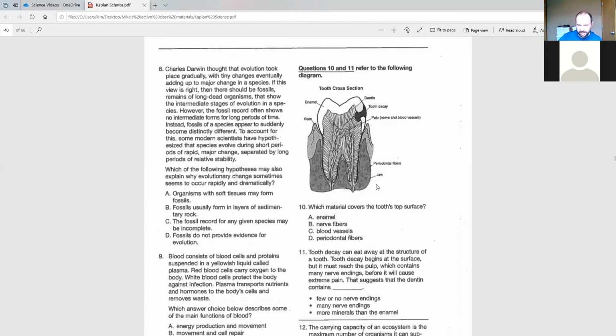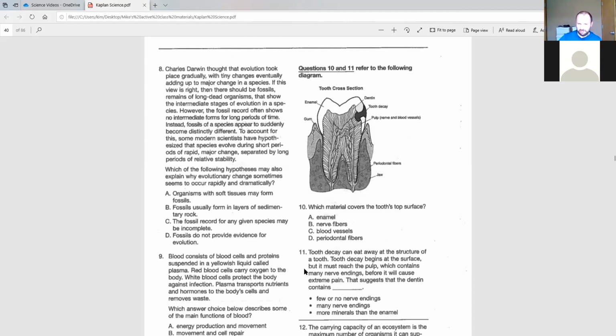You've got the jaw way down here, the periodontal fibers down here, pulp, nerve and blood vessels, gums over here. This is tooth decay. This layer here is called dentin, and this layer here is called enamel. So the first question just says, which material covers the tooth's top surface? Now here's the jaw and here's the gum. Right? The top surface of the tooth is this stuff here, the white stuff, which is enamel. Easy.